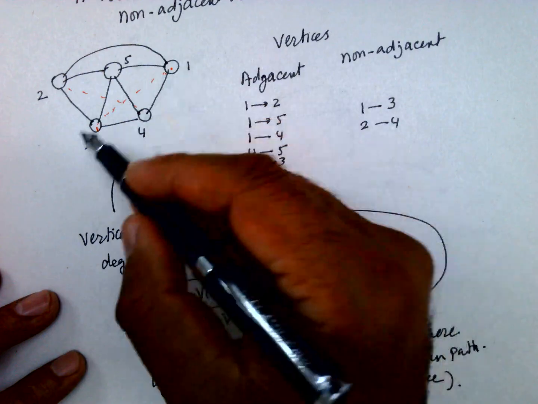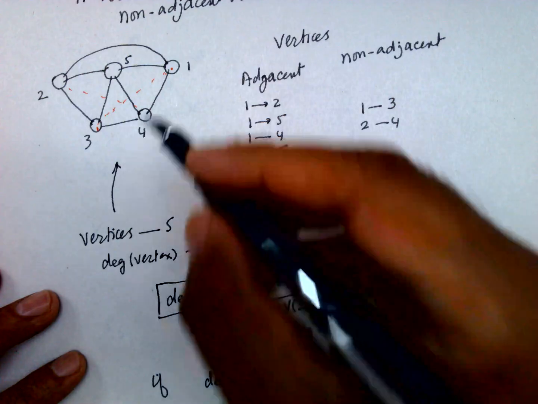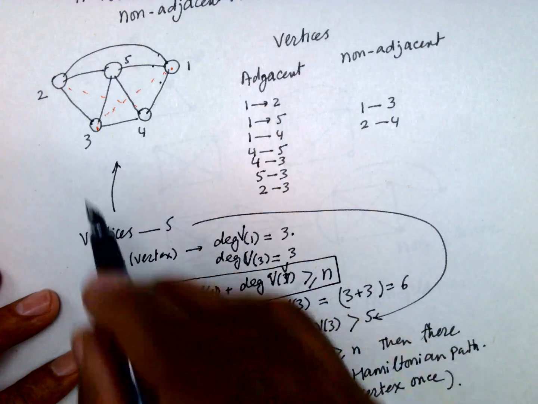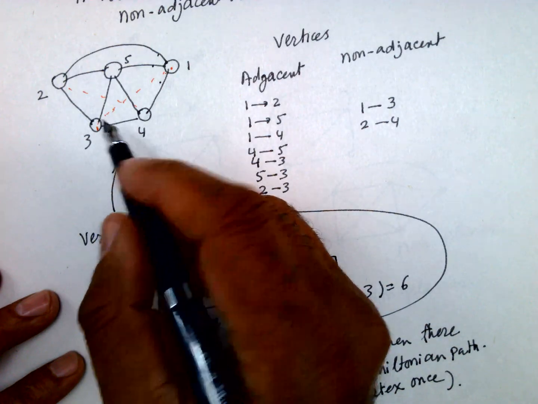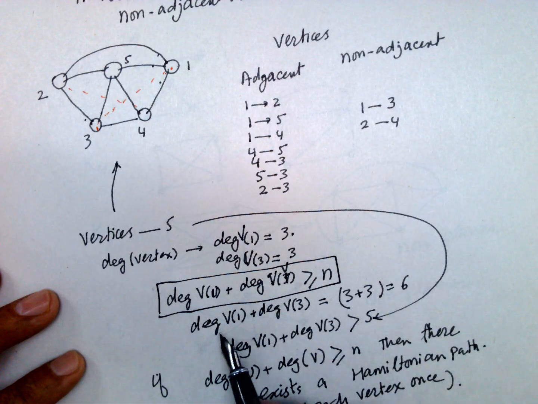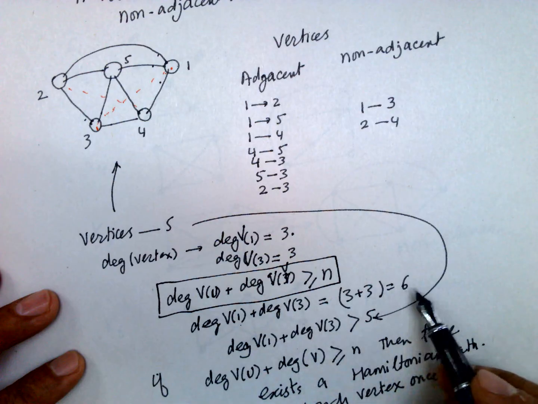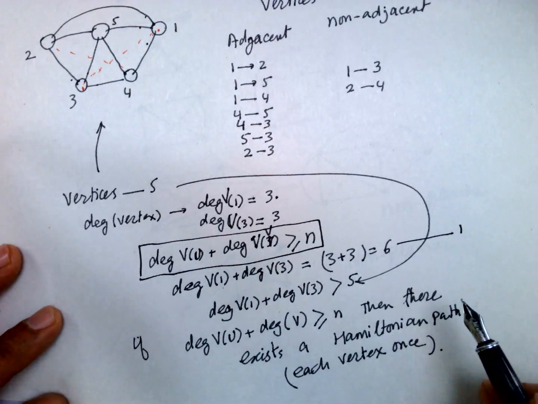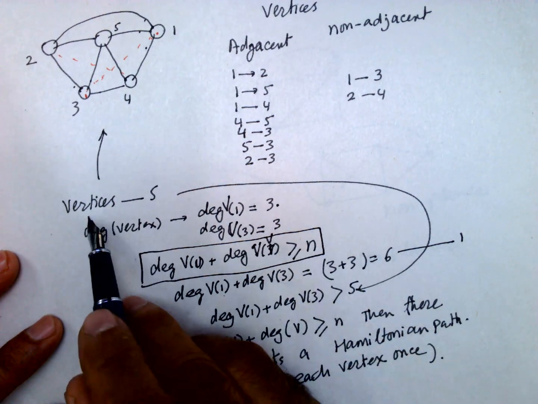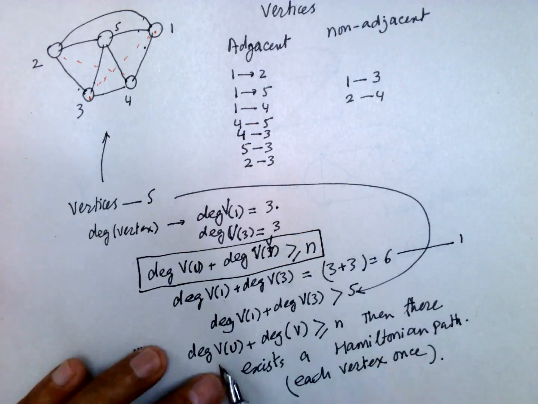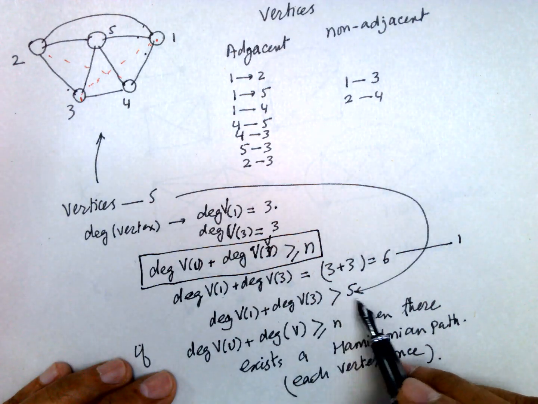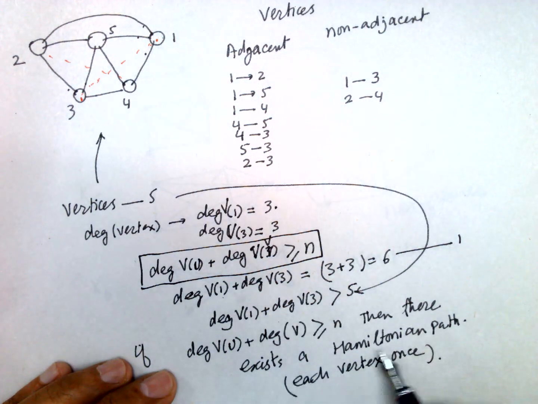So we take vertices 1 and 3. Vertex 1 has degree 3: 1, 2, 3. And vertex 3, we have selected 1 and 3, has 1, 2, 3. So 3 plus 3 is 6. So for vertices 1 and 3 we have got the number 6. And the total number of vertices is 5. So 6 is greater than 5. Then there exists a Hamiltonian path.